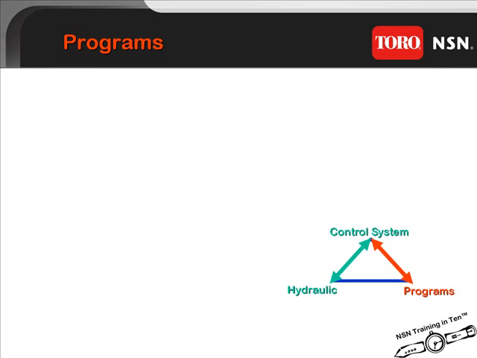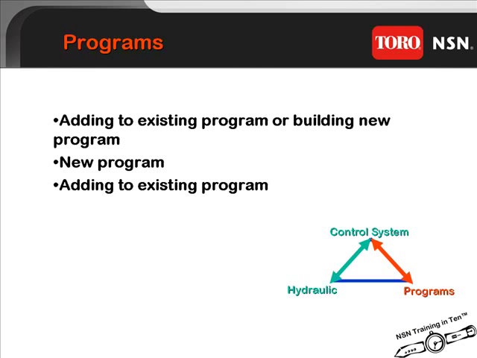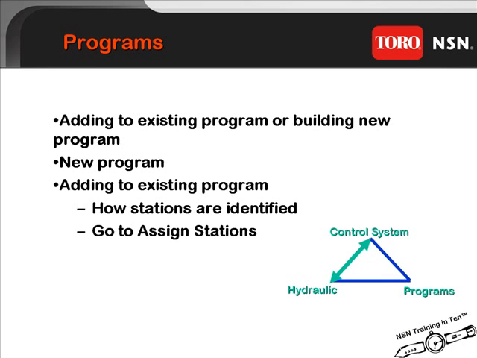You must first determine if you are going to assign these stations to an existing program or if you need to write a new program. Writing programs is dealt with in another Training in 10 module. In our example here, we will be assigning these 3 new stations to the existing TEAS program. Before we can begin the assignment, we must first determine how these stations have been identified. We can then go back to the Assign Station screen to complete our task.